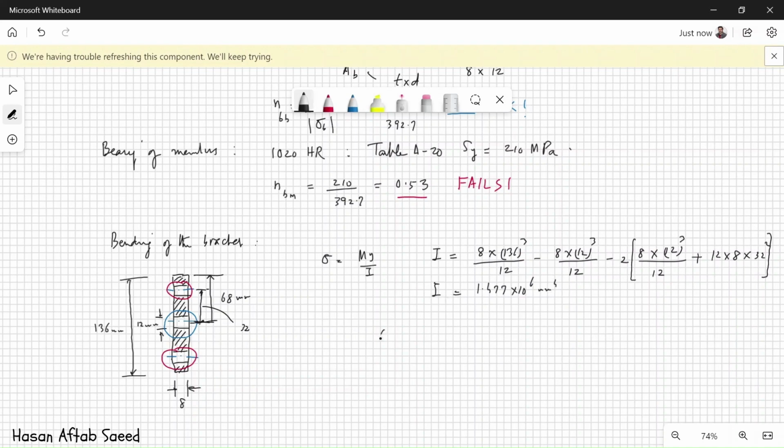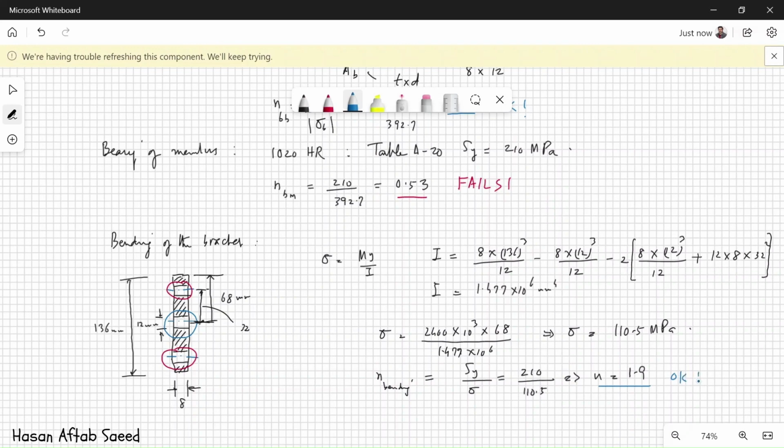This is I. Sigma then turns out to be M, we know 2400, but it is kilonewton, so we convert it, and so the stress turns out to be, in this case, 110.5 megapascals, and the factor of safety for bending comes out to be SY over sigma, and this SY we just found out for the plate is 210, sigma 110.5, and so this implies that the factor of safety is equal to 1.9, which is again okay.